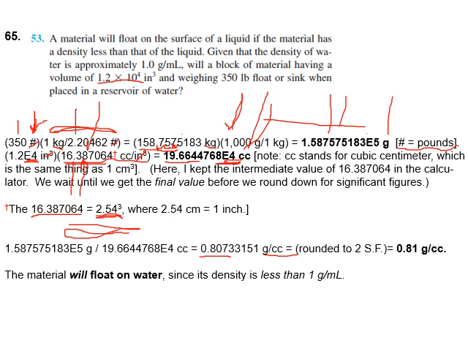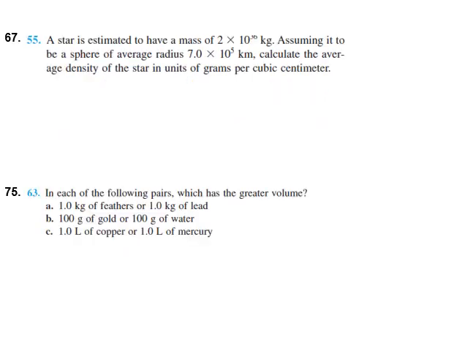Will a block of material float or sink? And so here's our answer. It's 0.81 grams per cc. How much is water? 1 gram per cc. So which is lighter? This is lighter right here. So it will float. Okay, let's go to the next one.